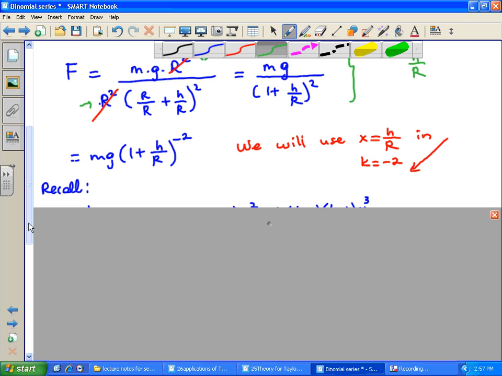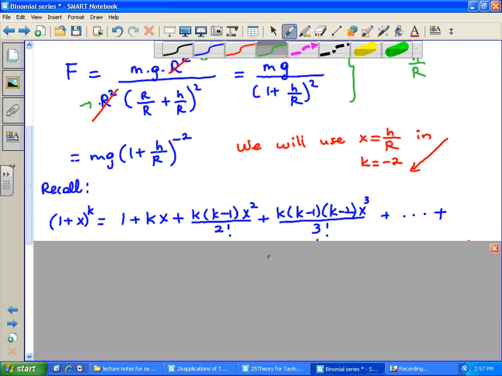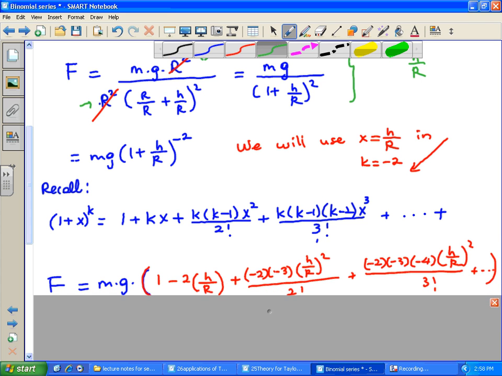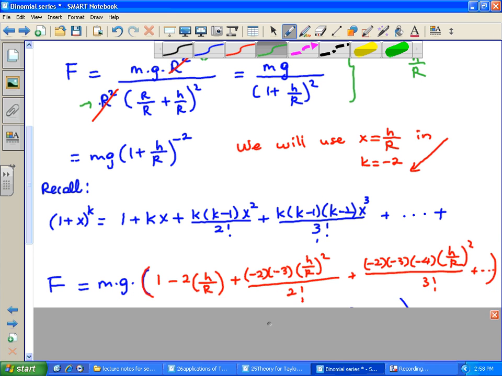Now let's remember what that series expansion was. We've just seen that earlier in this lesson. This is (1 plus x) to the k. We're going to use k equals negative 2, and x is equal to h over r. So let's plug in that expression, continuing from this line basically. mg is still in there. So where I see (1 plus h over r) to the minus 2, that's where I'm starting to write the terms of the binomial series.